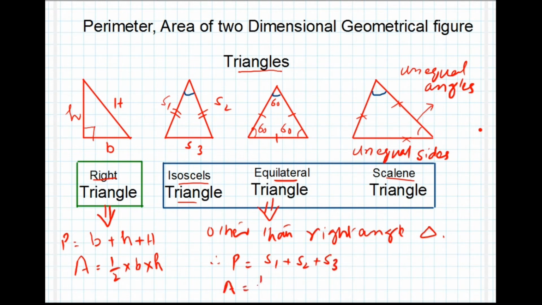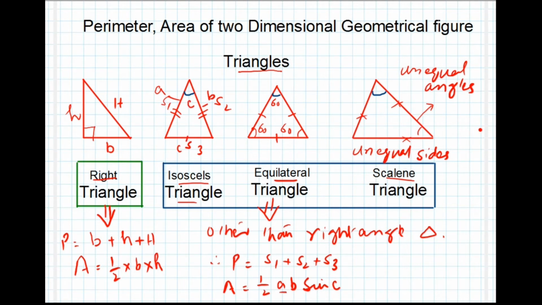Area of a triangle other than a right angle triangle is equal to 1 upon 2 multiplied by AB sine C, where C is the angle between the sides A and B as shown in the figure.